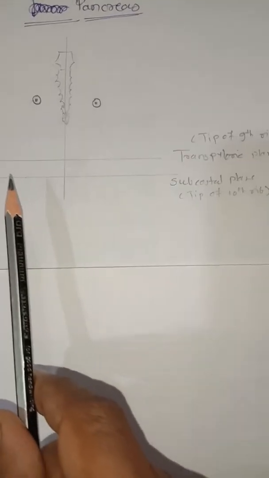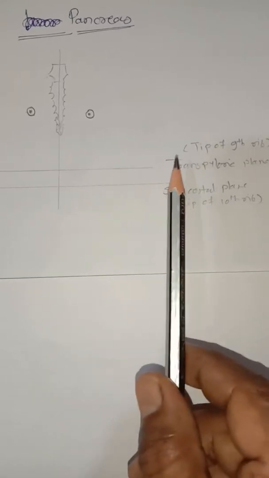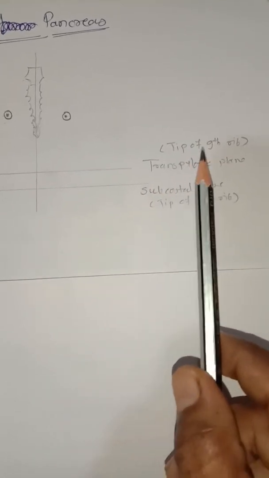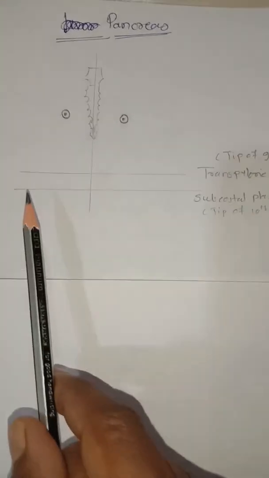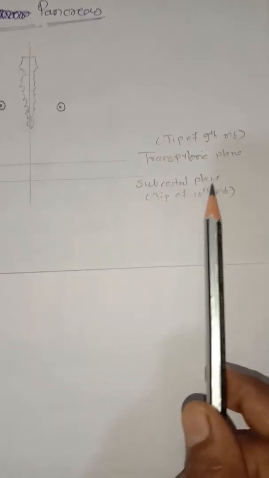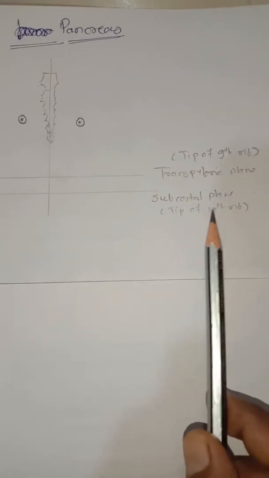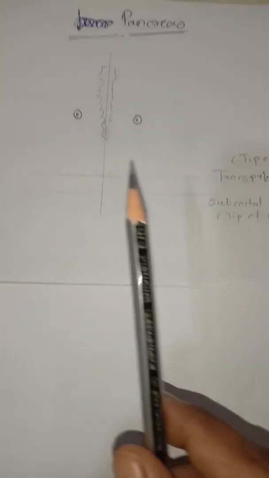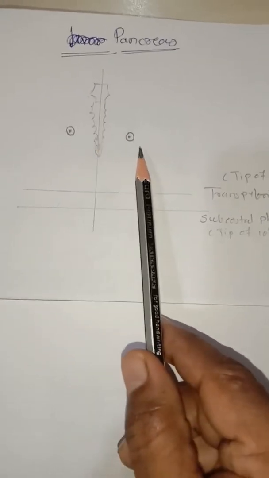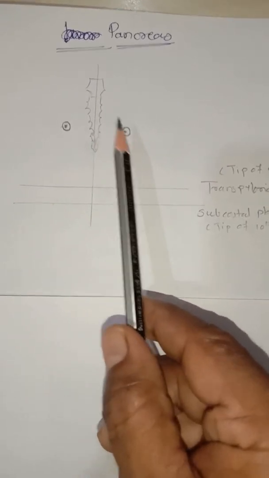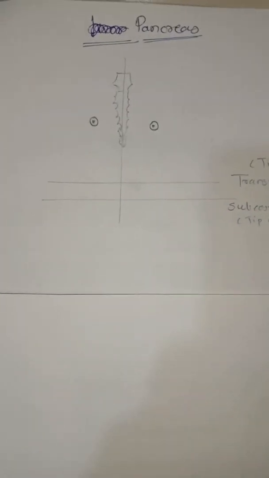Then you should draw the transpyloric plane, which passes at the tip of the 9th rib, and the second plane, called the subcostal plane, which is drawn at the tip of the 10th rib, and then the position of the nipple, which is on the 4th intercostal space.